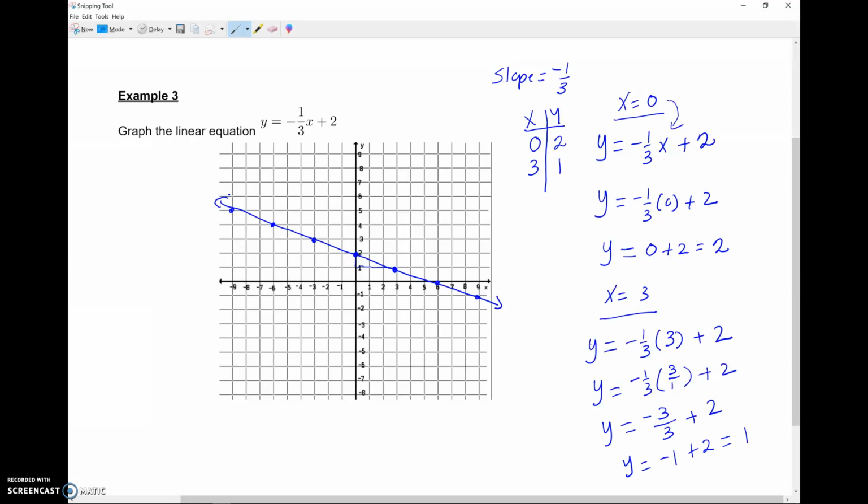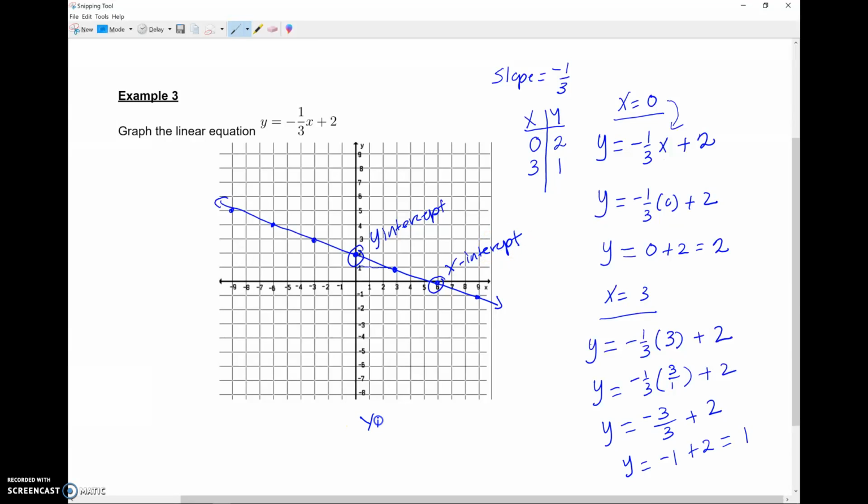And we notice that the slope is negative, and the slope was negative 1 over 3. This point right here is what we called the y-intercept. And this point right here is what we called the x-intercept.